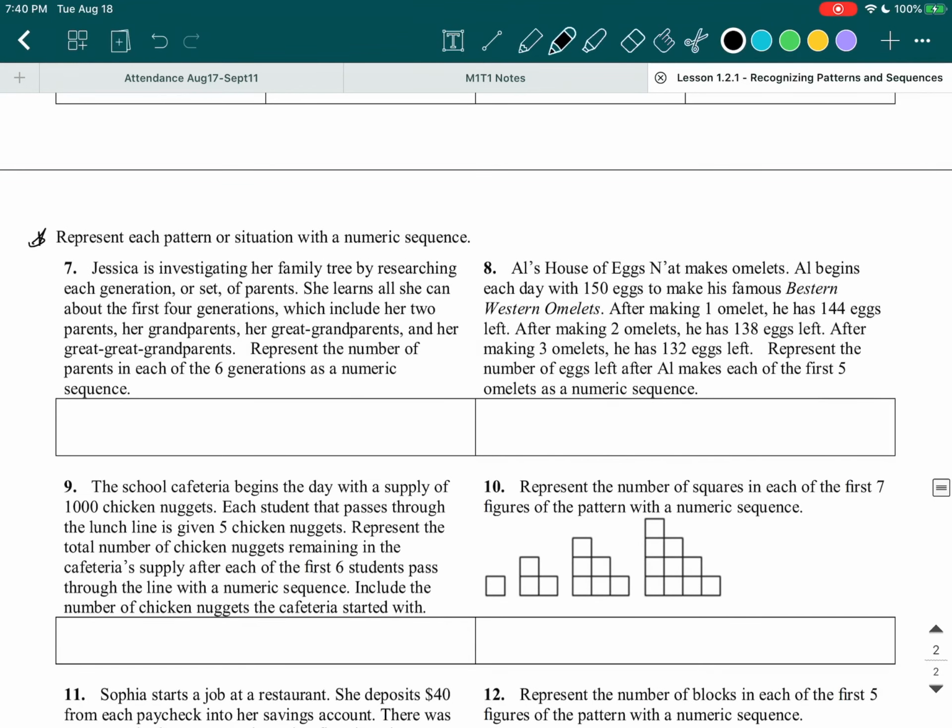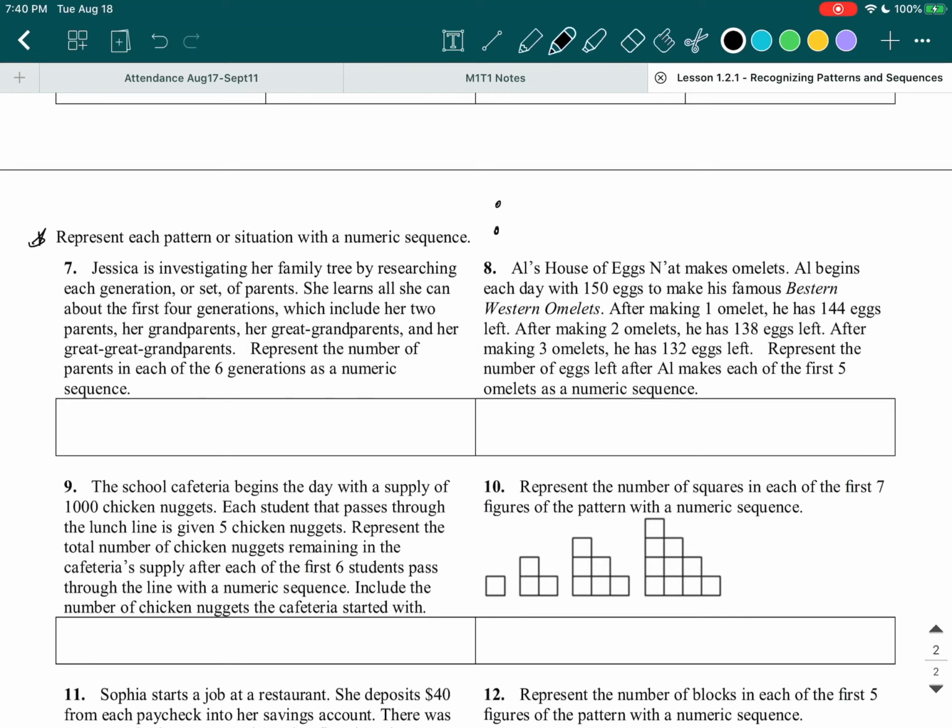Let's read number 7. Jessica is investigating her family tree by researching each generation or sets of parents. She learns all she can about the first 4 generations, which include her 2 parents, her grandparents, her great-grandparents, and her great-great-grandparents. Represent the number of parents in each of the 6 generations as a numeric sequence. Okay, so in order to do this one, I want to draw a picture.